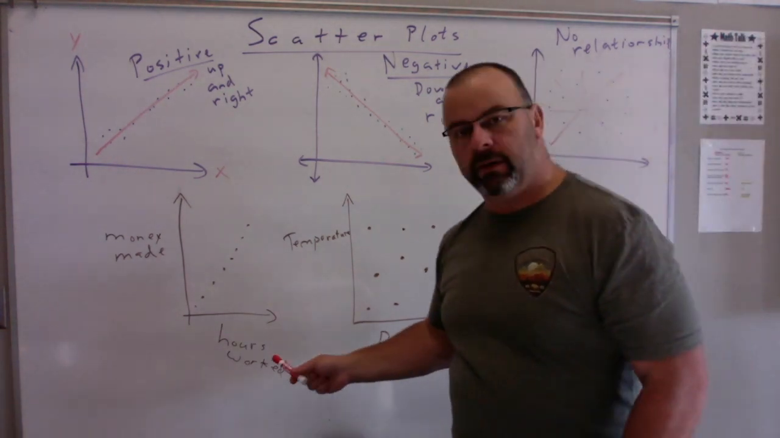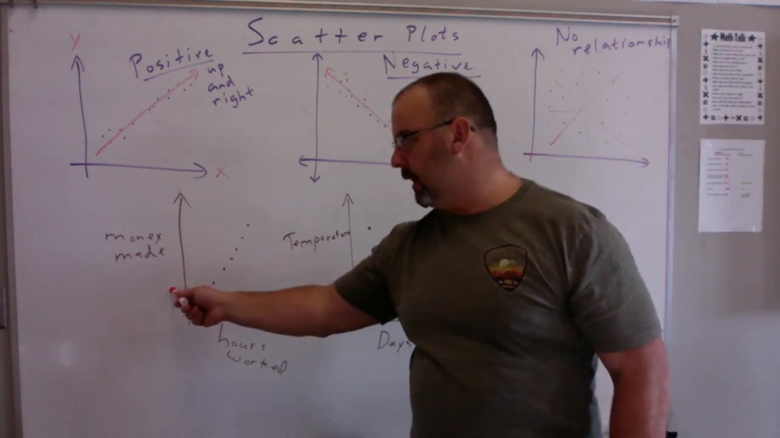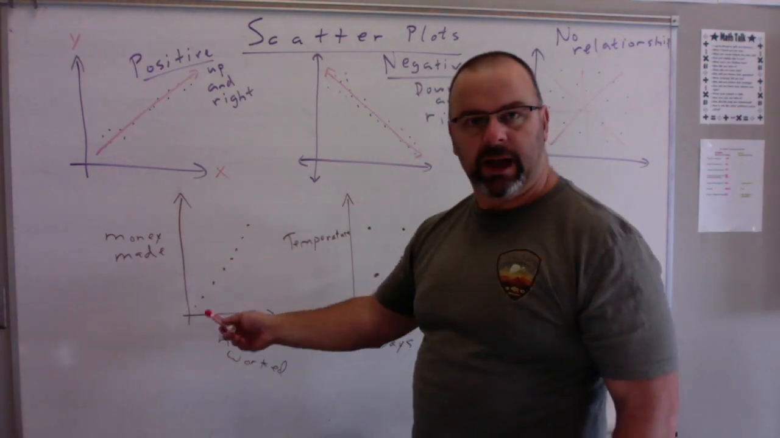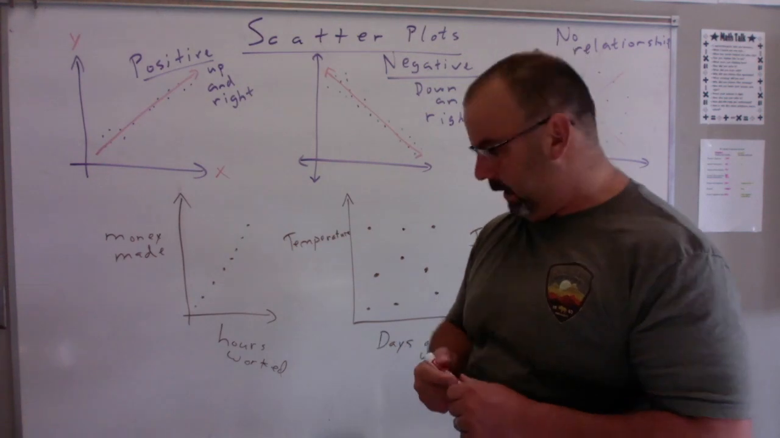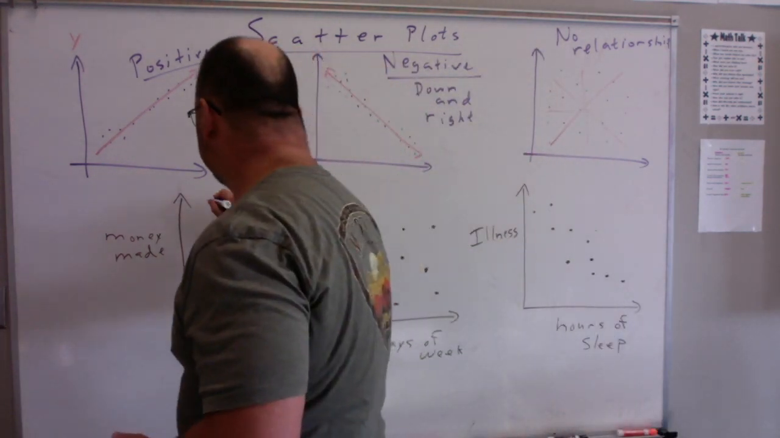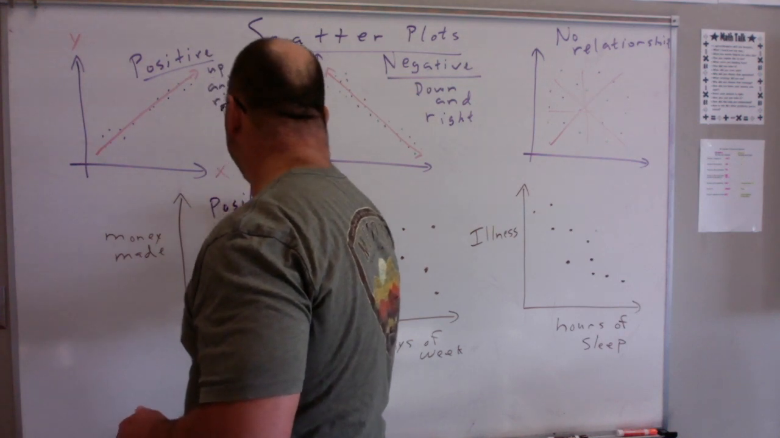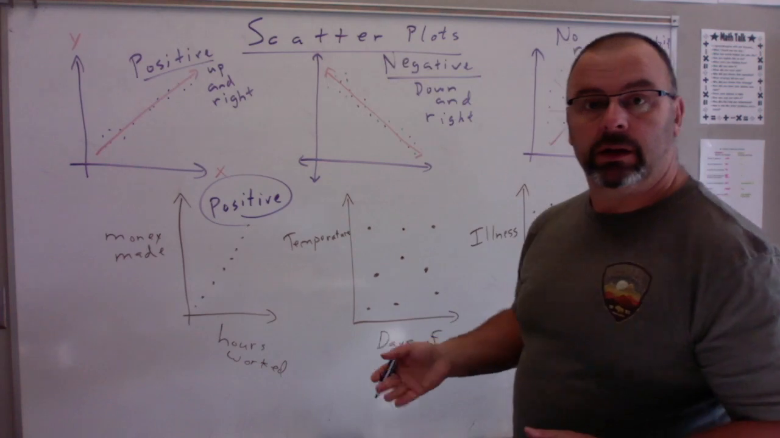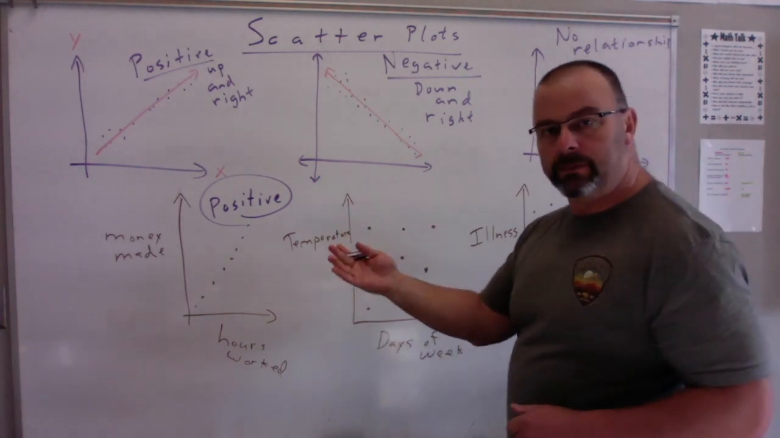If you're working so many hours and you're making some money, and it kind of goes in a pretty much straight line, right? That would be a what? A positive relationship. So this would be a positive relationship. That's up and to the right. The longer you work, the more money you make.